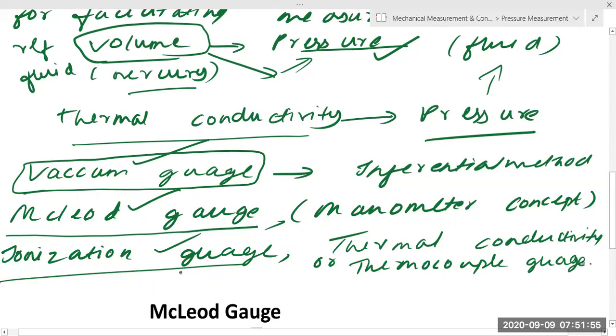So we have understood the basic types of vacuum pressure measurement. What do you mean by vacuum? How do you measure vacuum pressure? What do you mean by indirect method? What do you mean by inferential method? Then what are the different types of inferential methods used to measure the vacuum pressure? Thank you.